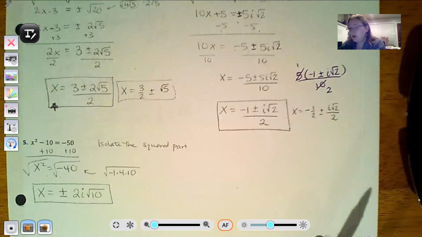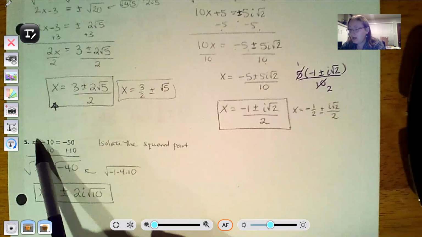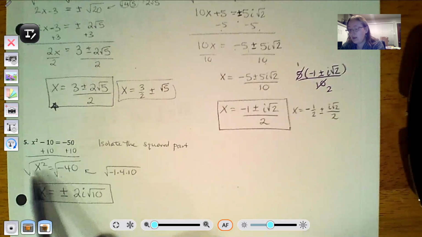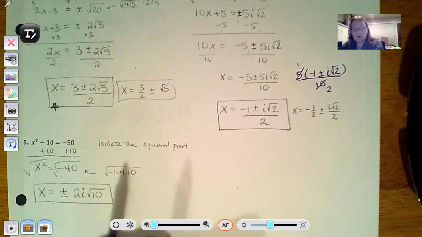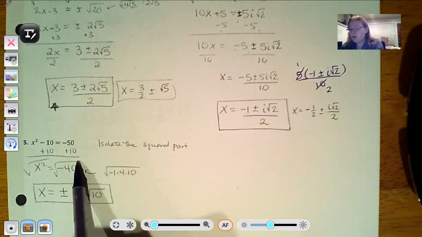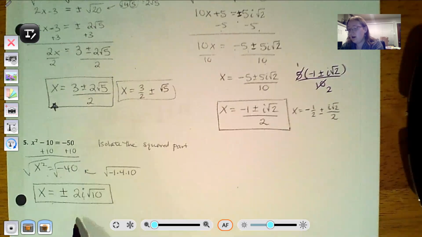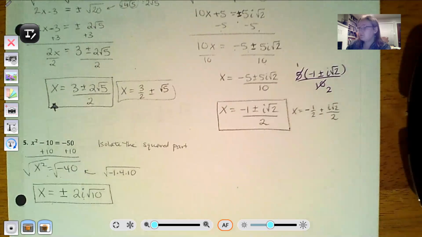All right, this is one where it's not an isolated square. So I would first isolate. So I'd add 10 to both sides so that my square thing is isolated, and then I'd take the square root and simplify as much as possible. So we talked about square root of negatives being imaginary numbers. 40 is 4 times 10, so it's 2 root 10, and that negative, again, gave you the imaginary. Just don't forget your plus or minus. You should have 2 answers.